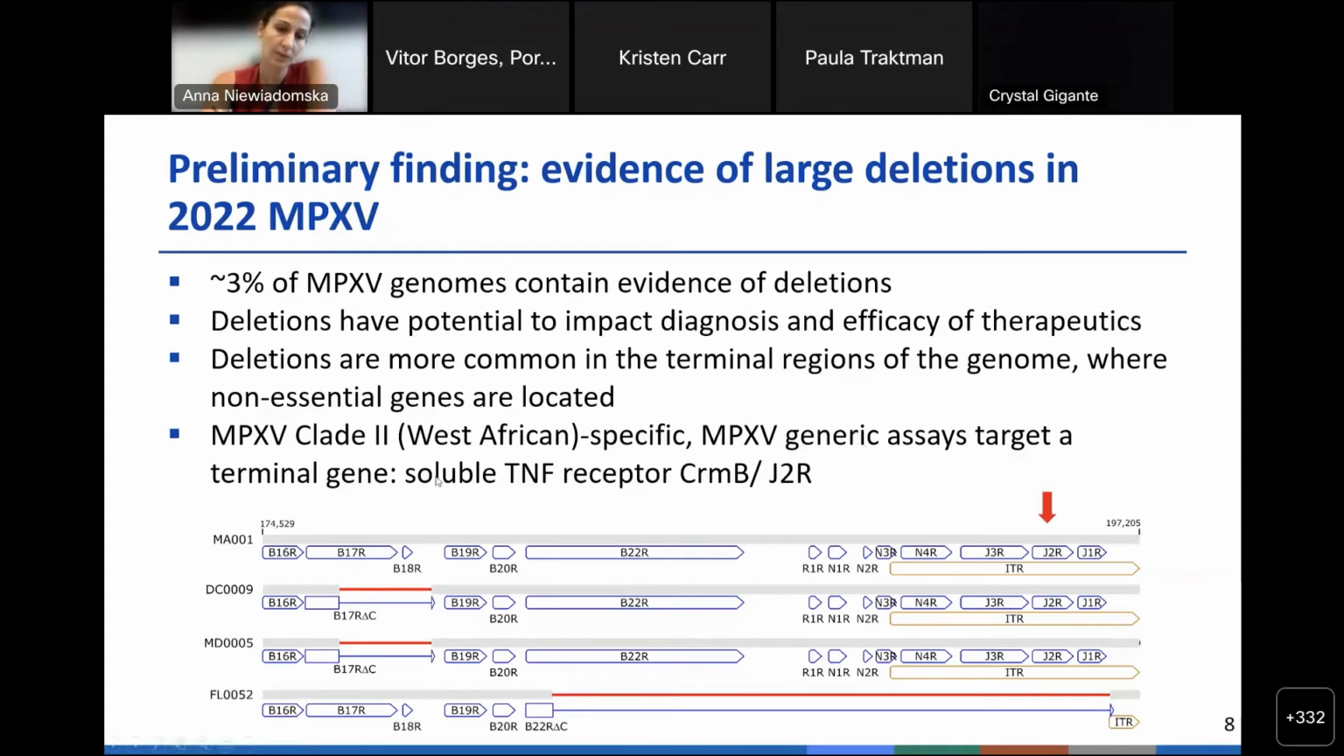And one thing we wanted to point out is the sensitivity of different diagnostic assays to these deletions. So any diagnostic assay targeting a gene within the terminal regions might be sensitive to this type of deletion, and that includes monkeypox virus clade 2 or West African specific or monkeypox virus generic assays that were published, which target the TNF receptor within the ITR.